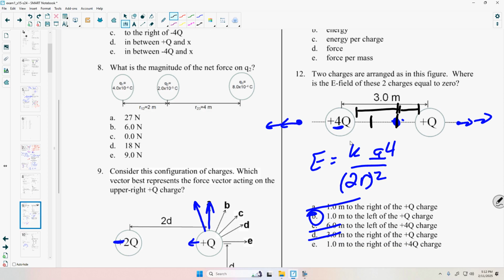But you don't really have to go through all that. Once you eliminate it down to these two, you should be able to choose between these two, just by using that general rule of, I want to be as far away from that big charge as I can. All right? Yep.